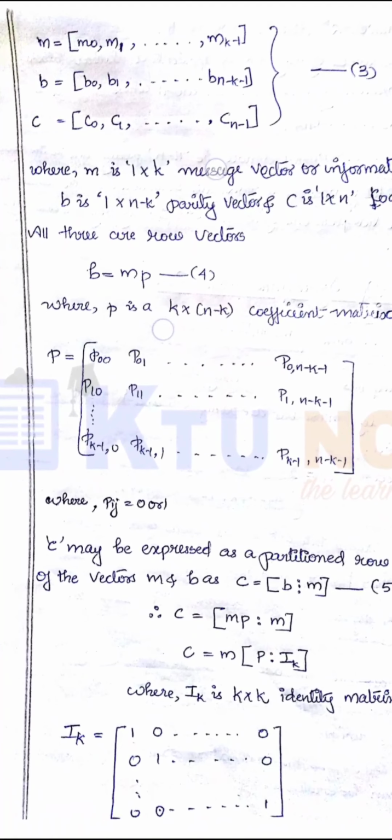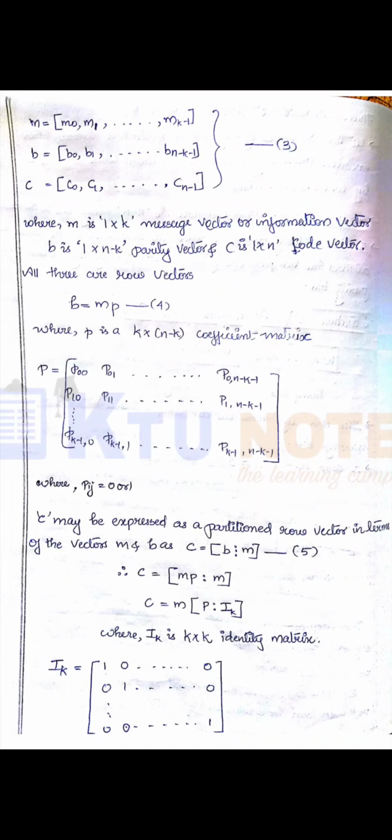We have M. These are all row matrices. M is a row matrix M0 to Mk minus 1. B is a row matrix B0 to Bn minus k minus 1. C is a row matrix C0 to Cn minus 1. So this is very important. These are the parameters of a linear block code. Here M is a 1 by k message vector or information vector, B is a 1 by n minus k parity vector and C is a 1 by n code vector. So all these three are row vectors.